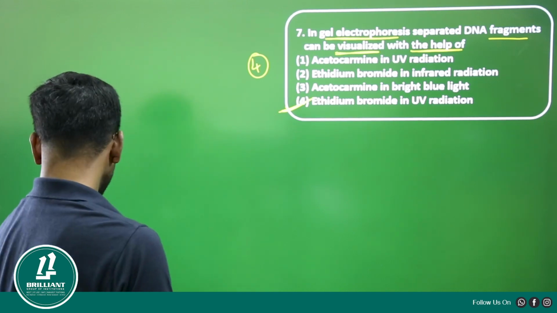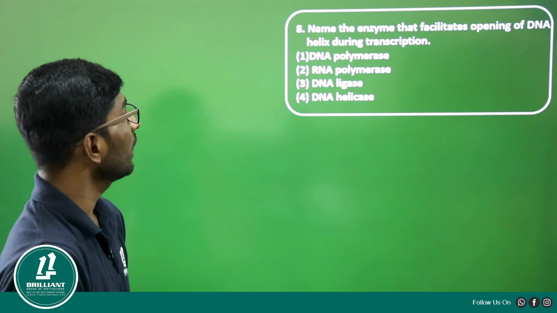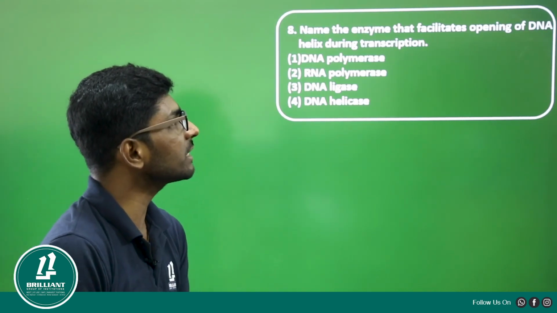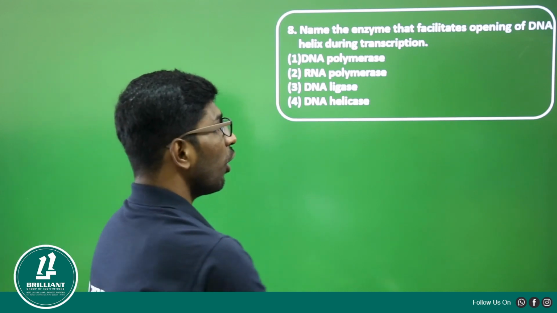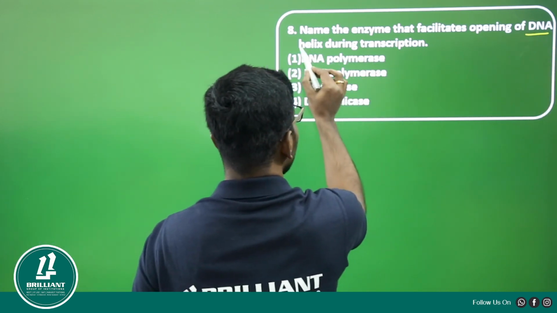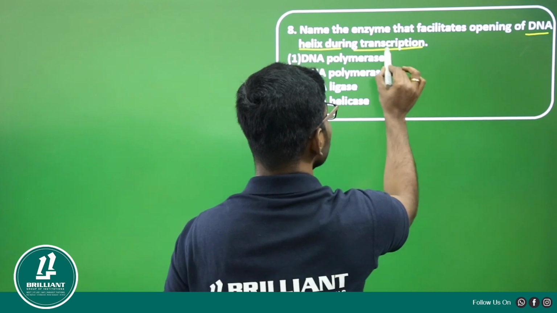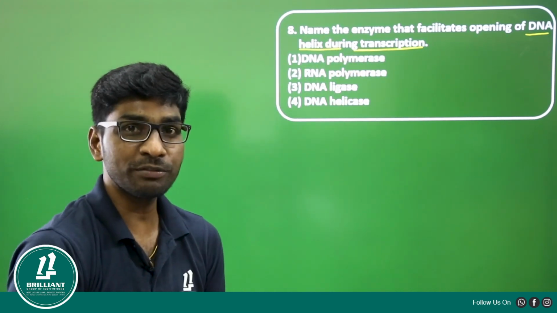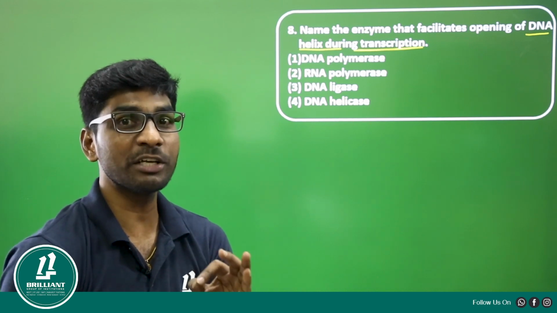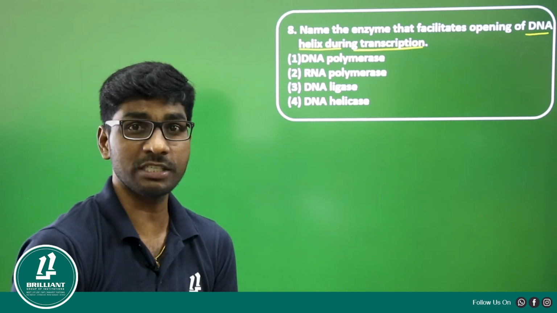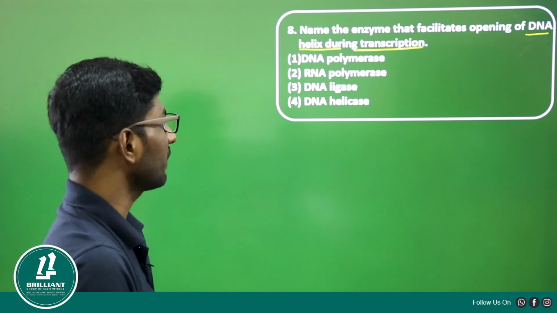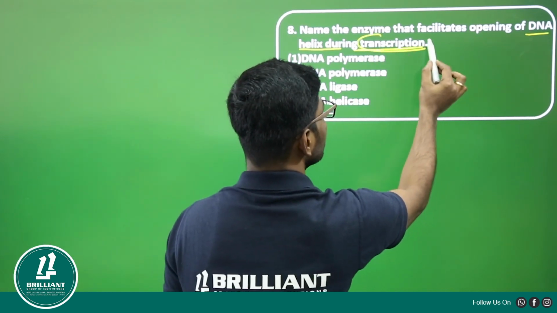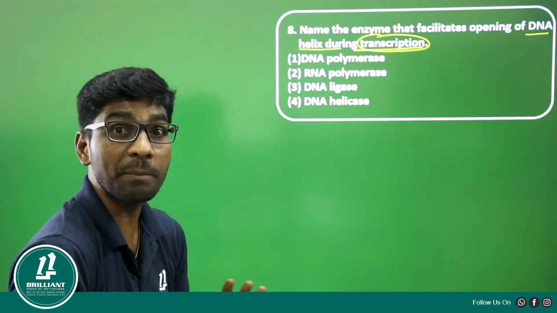Question number 8. Look at the 8th question. Name the enzyme that facilitates opening of the DNA helix during transcription. How many of you remember this question from the chapter called Molecular Basis of Inheritance? One of the important chapters in 12th grade, right? So look here. In the question, they are asking about the transcription process, not DNA replication.